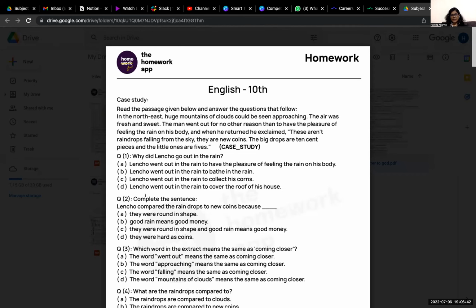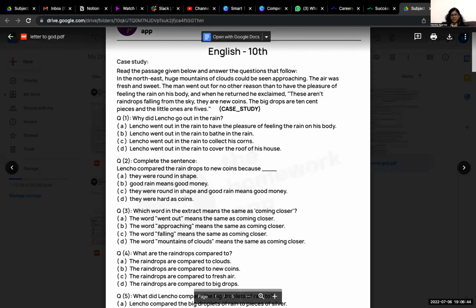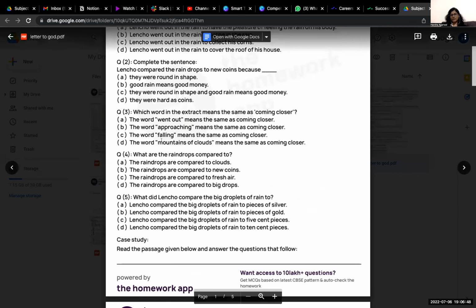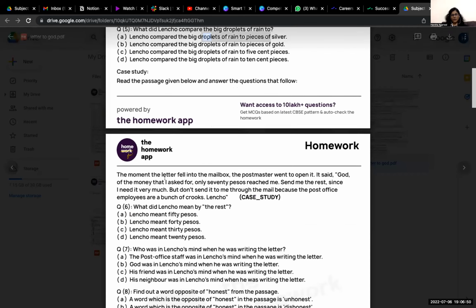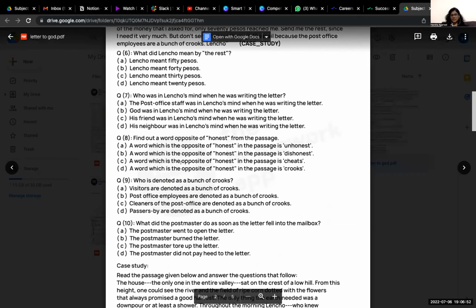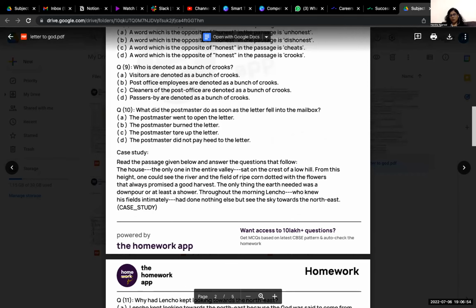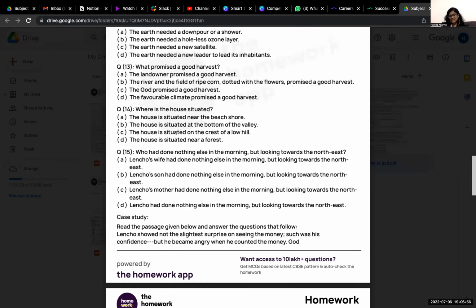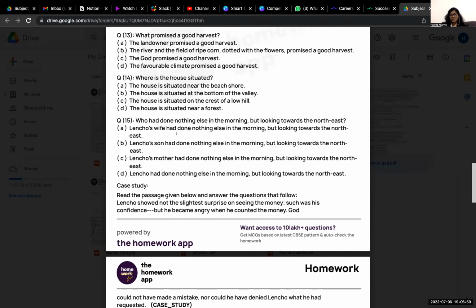So you can see MCQs can be presented in connection with the case study. Question 1, 2, 3, 4, and 5. They all are in the form of MCQs. And then you can see there's another passage and there are a set of questions on it. So all these kind of things can be very easily created by using the homework app in just 30 seconds.